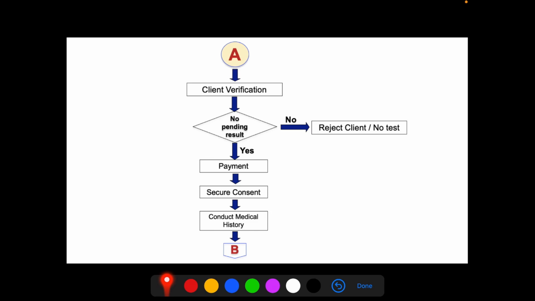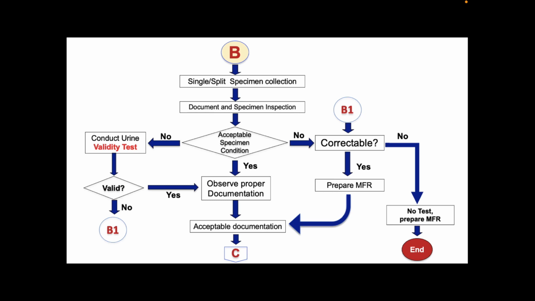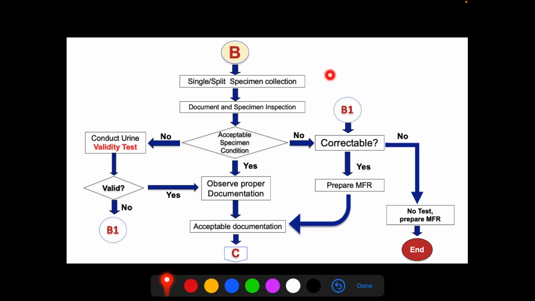After determining the collection procedure, the client must be verified. If there are no pending transactions for this particular client, then he can proceed to payment, secure a consent, and of course, medical history can be taken. However, if he has a pending result, then he will be rejected and no drug test will be conducted. If the client has been verified, he can now proceed to specimen collection. Documentation and inspection of the specimen must be done, and the condition of the specimen must also be noted.